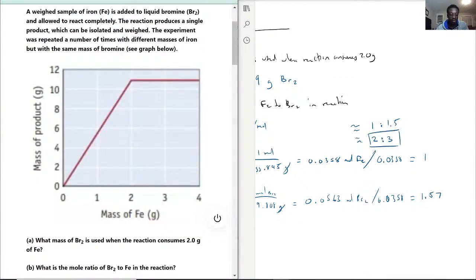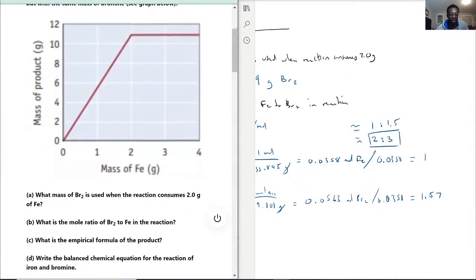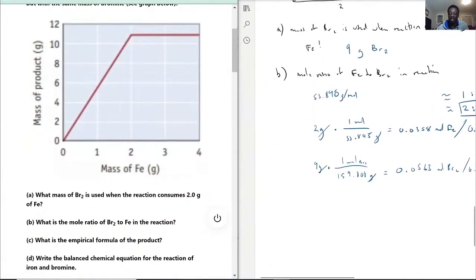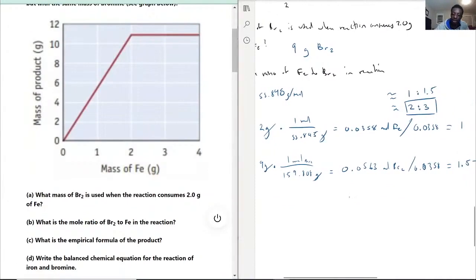Okay, so what is the empirical formula for this product? If for every 2 iron there are 3 Br2, that is 6 Br. So we have FeBr3. But realistically speaking, because we established a 2 to 3 ratio, the empirical formula has to reflect that.